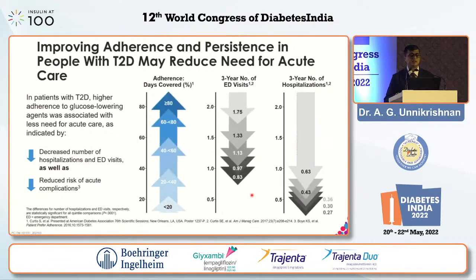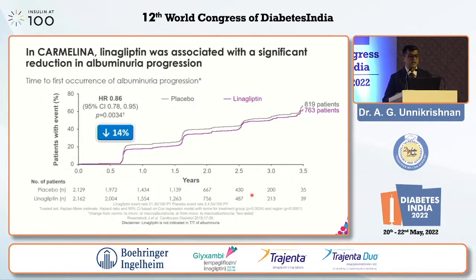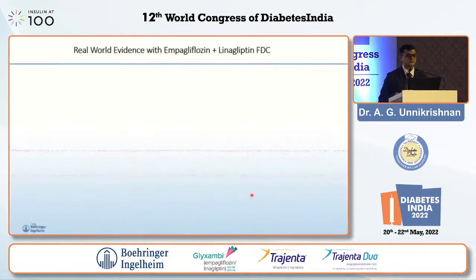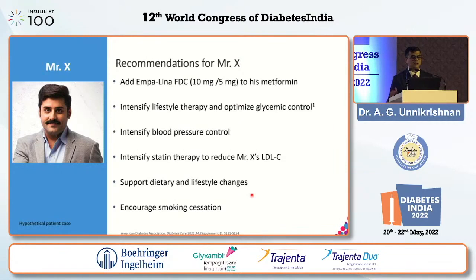So there is very clear evidence that adherence is important, and you can see the cardiovascular benefit of SGLT2 inhibitors and the cardiovascular neutrality of linagliptin, which was shown, and also the reduction in albuminuria which was seen in the Camarena study. There is some real-world evidence supporting the benefits of this combination, and I come back to the gentleman. If this gentleman were given a combination of an SGLT2 and a DPP4 inhibitor, and here I don't restrict myself to empagliflozin and linagliptin, it could be any such combination, I think that combination will improve compliance, reduce weight, and reduce cardiovascular and renal risk.